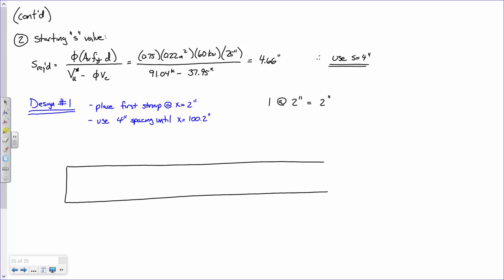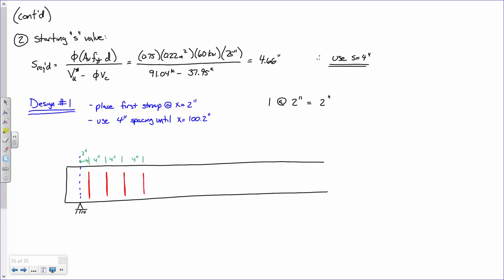Okay, let's say here's my support. So my first stirrup, let's say I'm putting that right here, is 2 inches away, okay? Then I'm going to use 4-inch spacing, okay? So that's 4 inches, that's 4 inches, that's 4 inches.